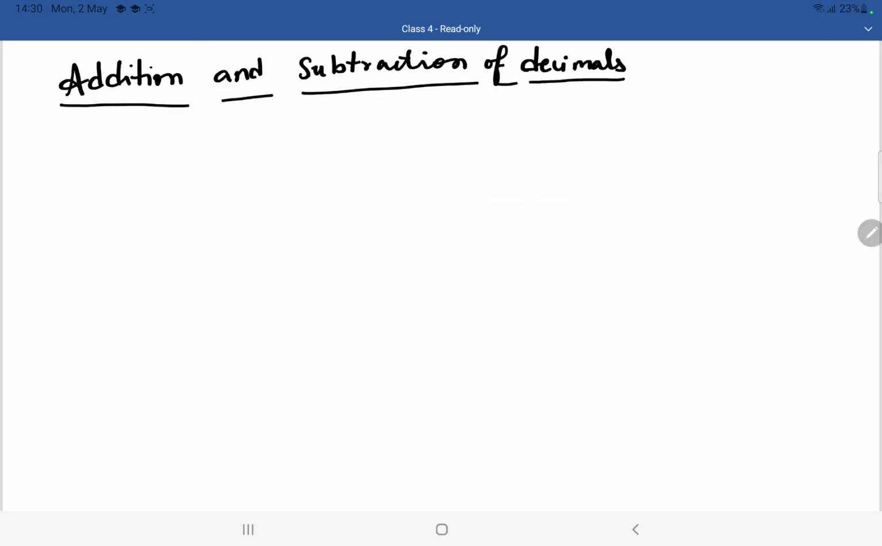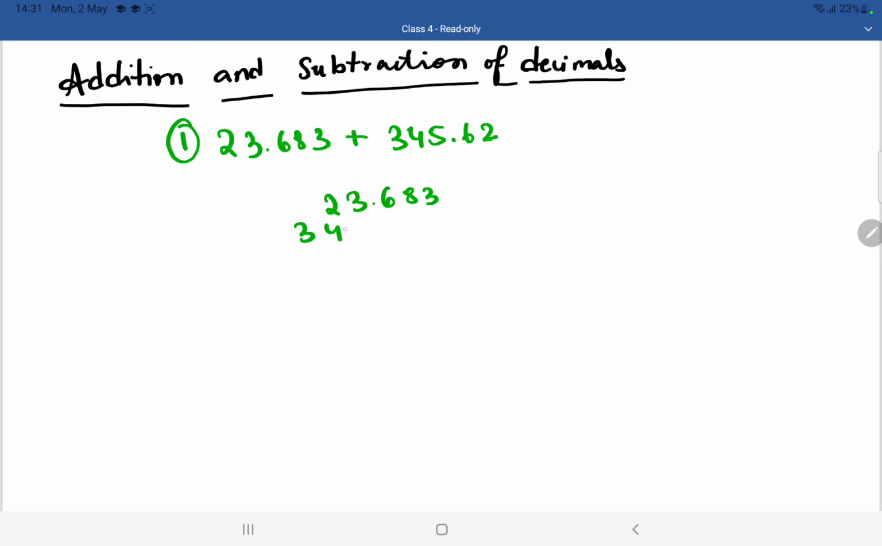Okay. So students, now let us see the addition and subtraction of decimals. So this is my first question, children. 23.683 plus 345.62. How to add them? First 23.683, then 345.620. Here I don't have any number, so if I put 0 or if I don't put 0, both are the same. Okay, so I will put 0 here.